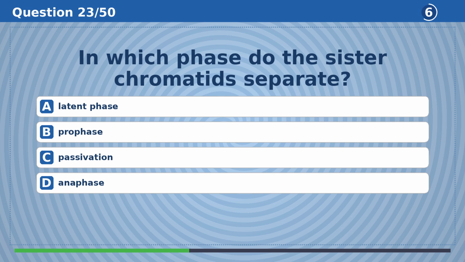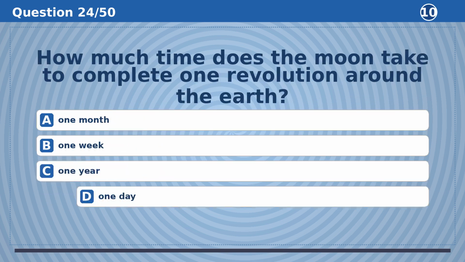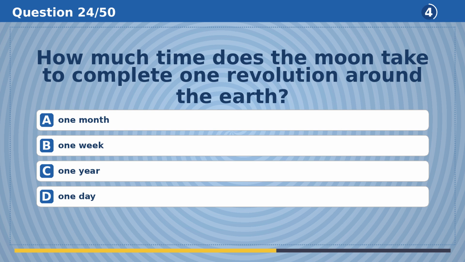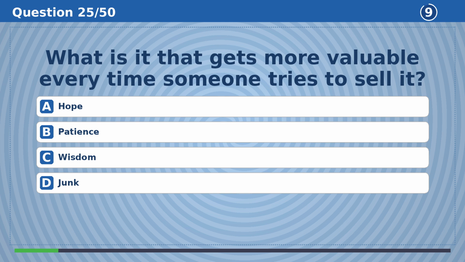In which phase do the sister chromatids separate? The answer is D. Anaphase. How much time does the moon take to complete one revolution around the Earth? The answer is A. 1 month.